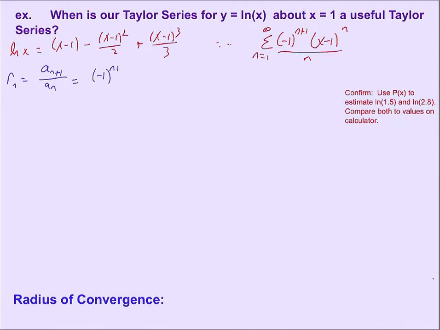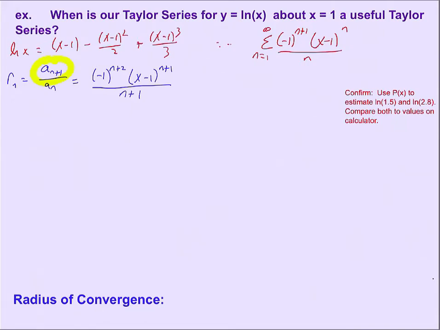And if this doesn't make sense to you quite yet, that's okay. First of all, it will in a minute. Second of all, this negative 1 doesn't even matter in the end, because we're going to take the absolute value in a minute. Times x minus 1. And then instead of n here, it's n plus 1, because we're talking about the next term, divided by n plus 1.